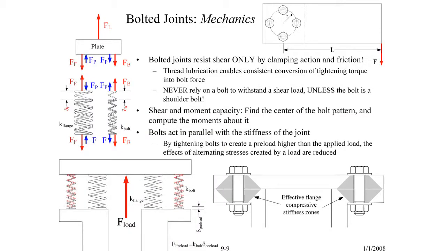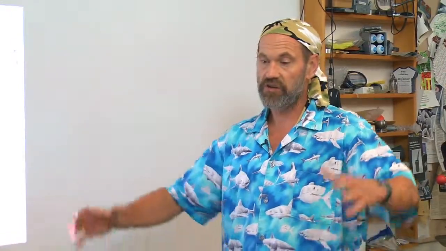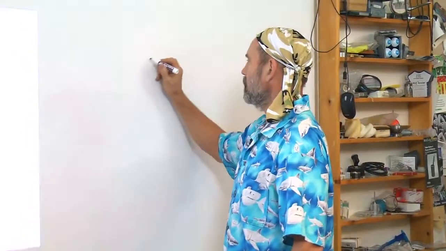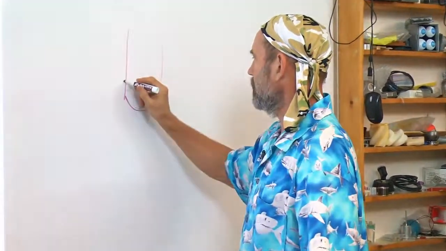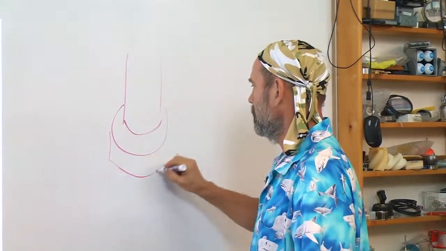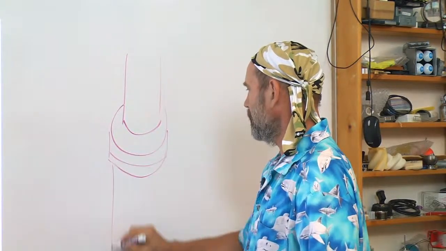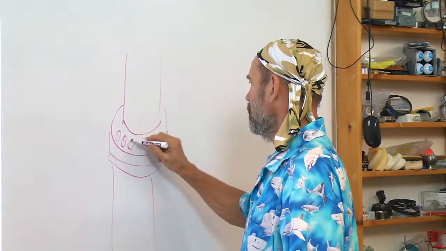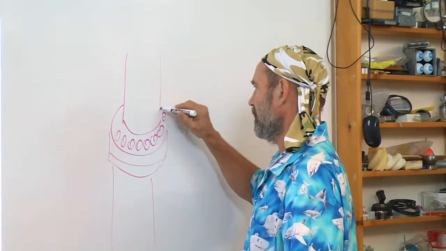Now, the mechanics of bolted joints. You sometimes look at a part, particularly a large machine, and you see a lot of bolts. Why, when I'm looking at, for example, a pipe joint flange, do I often see so many bolts all the way around?